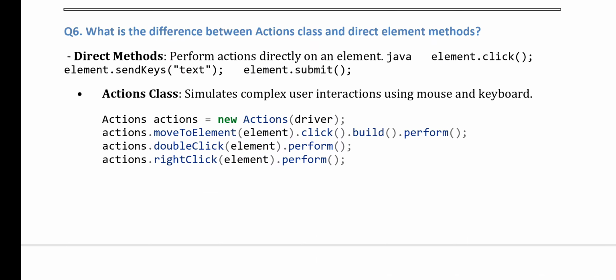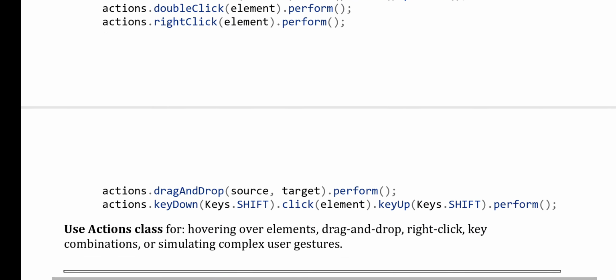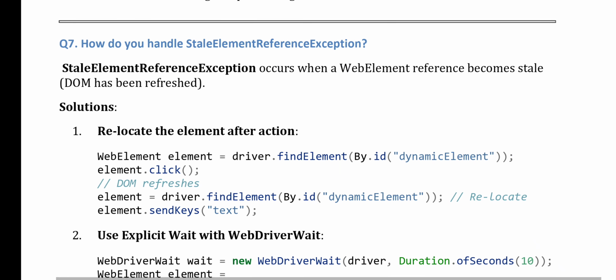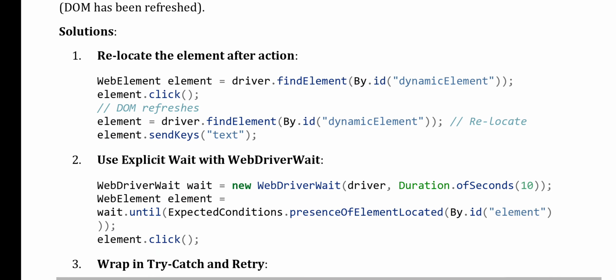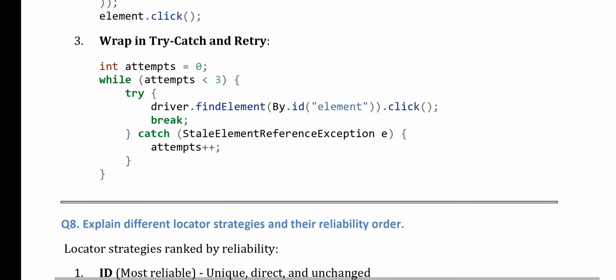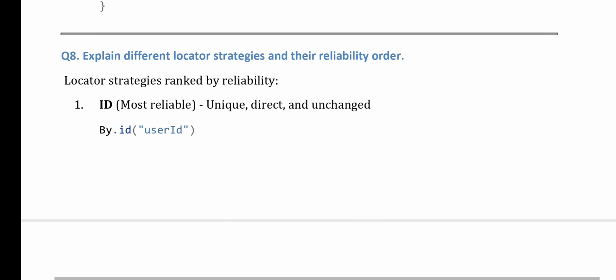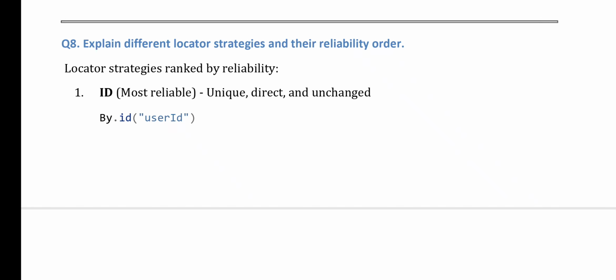The next interview question is about what is the difference between the Actions class and direct element methods. And the next question is about how do you handle stale element reference exception, and when do you get the stale element reference exception? For each question, when you answer, the interviewer will expect a counter question. So please be thorough end to end with whatever you are learning.